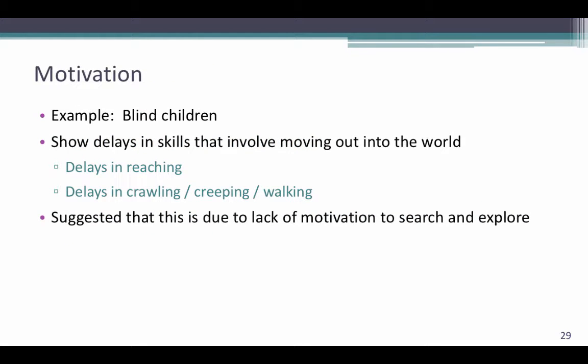Another thing that affects walking is the motivation to walk. For example, a blind child shows delays in skills that involve moving around the world. These skills include delays in reaching, crawling, creeping, and walking, and it's suggested that this is due to the lack of motivation to search and explore the environment around, because they are limited in the amount of sensory stimulation that they get, because they cannot see.